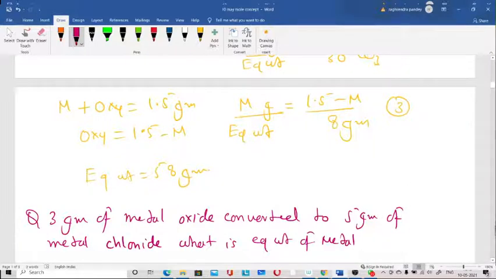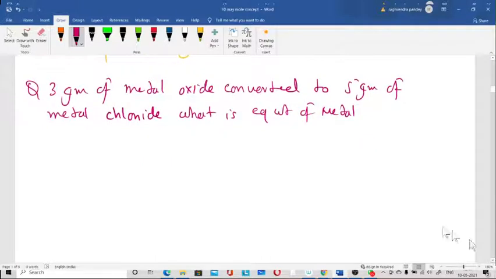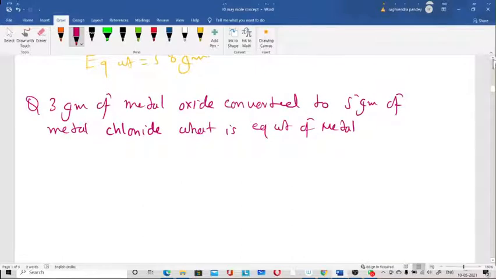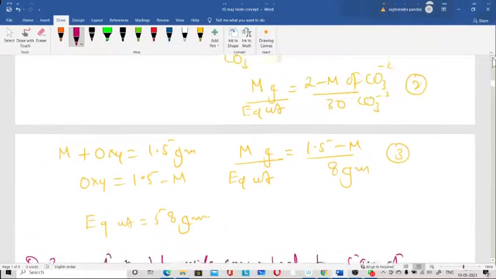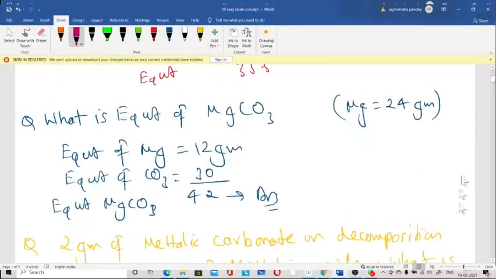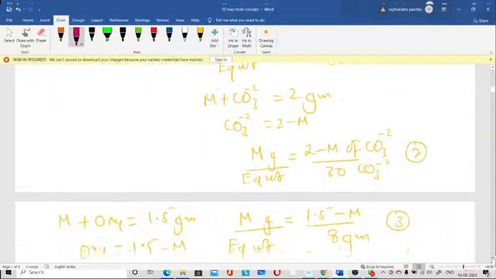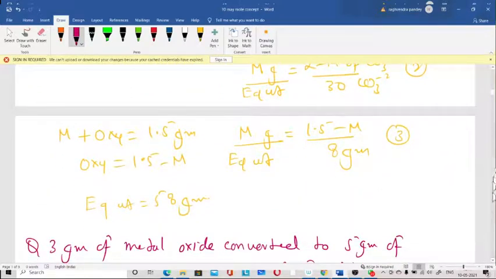Okay, now let's solve it. I will solve it. It's given in the book, but I think their solution is wrong. Now again, what we did in the carbonate and oxide: you have to see carbonate m gram is attached to 2 minus m, then 30, and again you have to take for the oxides. Exactly the same thing we have to do in this question.